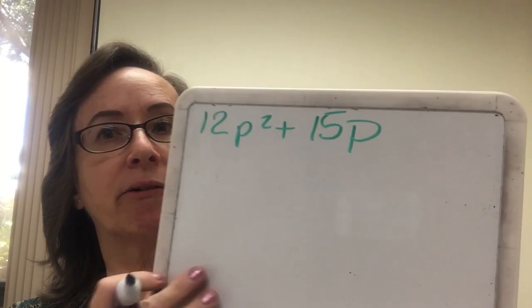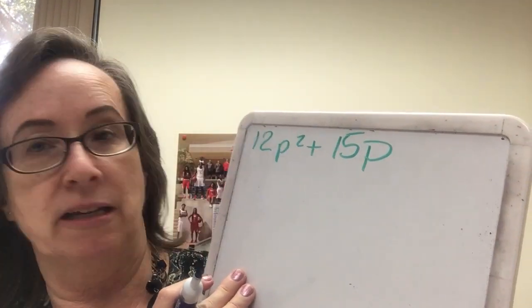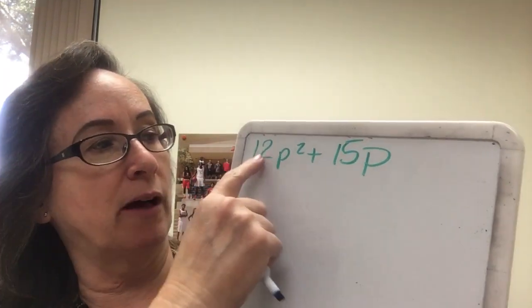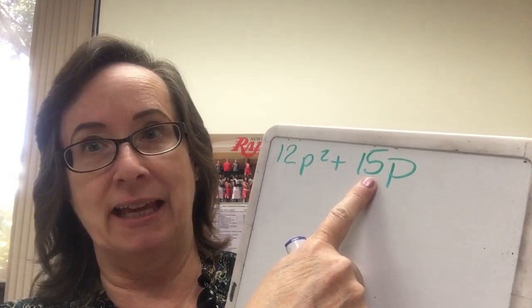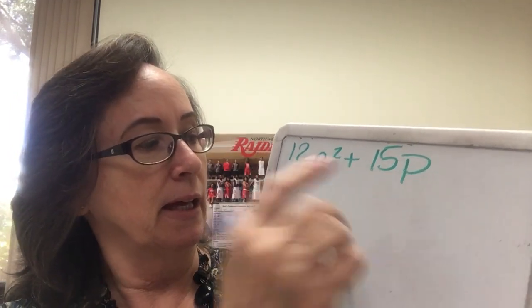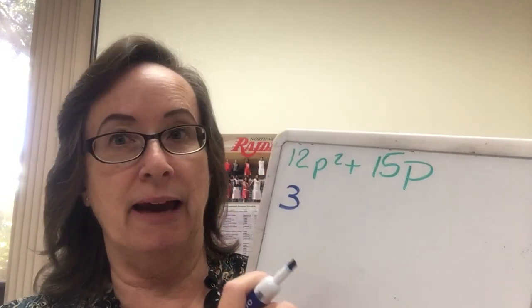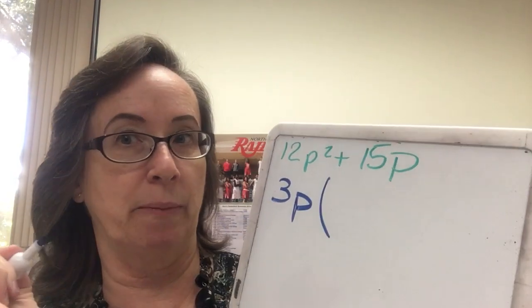When we're pulling out a greatest common factor, we're just looking for the largest factor, or the greatest common factor, of each. So 12 and 15 both have a 3, and that's the biggest thing I can pull out of both of them. So I'm going to pull out a 3, and then the p squared and the p have a p in common. So I will pull out the 3p.